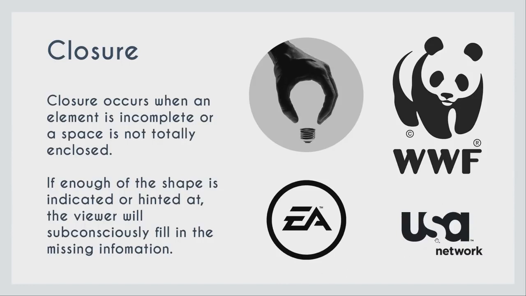USA network, very much the same thing. This S does not exist. There is a U with a tail and an A with a preceding tail. There is no S. However, we as people who can understand the Western alphabet understand there is supposed to be an S here, though it is implied but not explicitly designed.